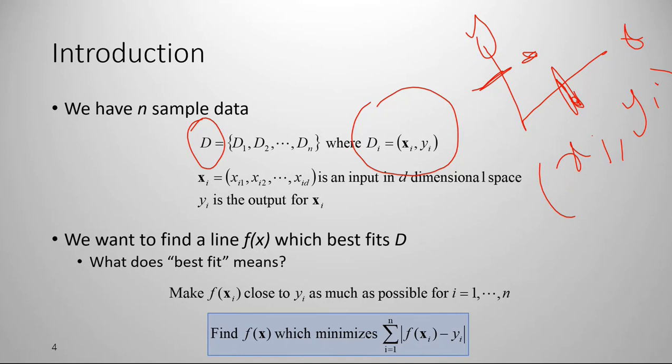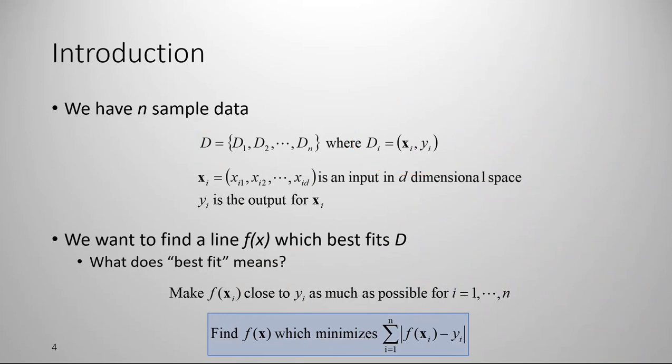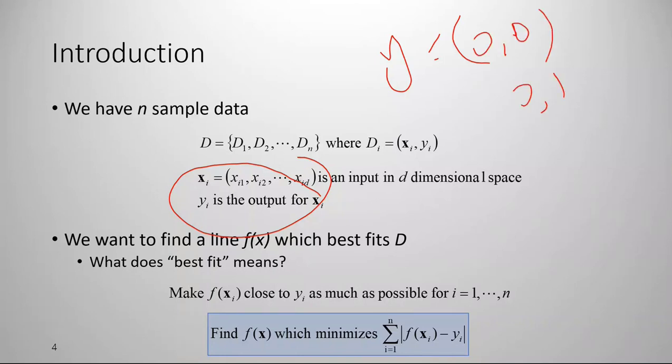Any xi could be from 1 to d, because there is a d-dimensional space or d-dimensional representation. Y is the output for xi, and y is already given. If you have already solved a problem where y was given, like 0, 0 and 0, 1 and 1, 1, y is already given.